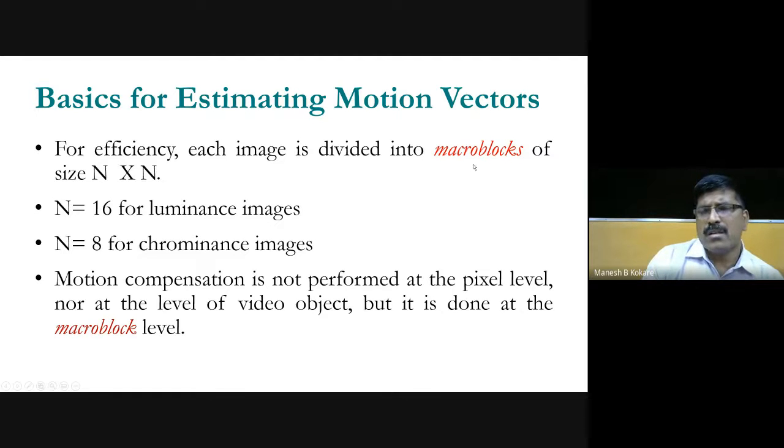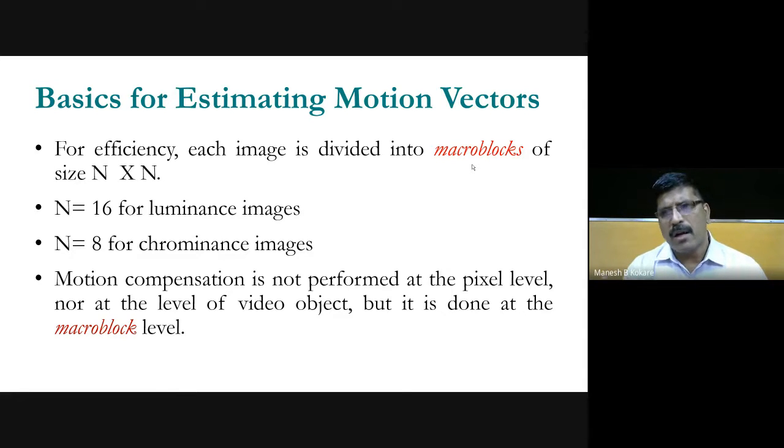So how many blocks will there be? If the frame size is 256 by 256, the whole image is divided into small blocks of size 16 by 16. So the number of macro blocks will be 16 into 16, that is 256 macro blocks in every frame, if the frame size is 256 by 256. I hope that you have understood the concept here.